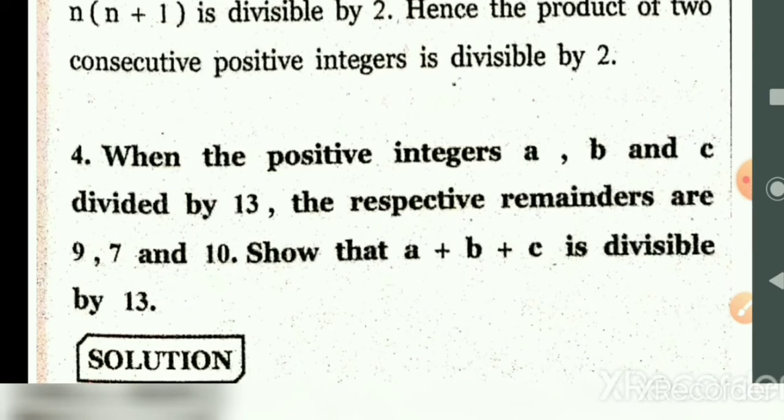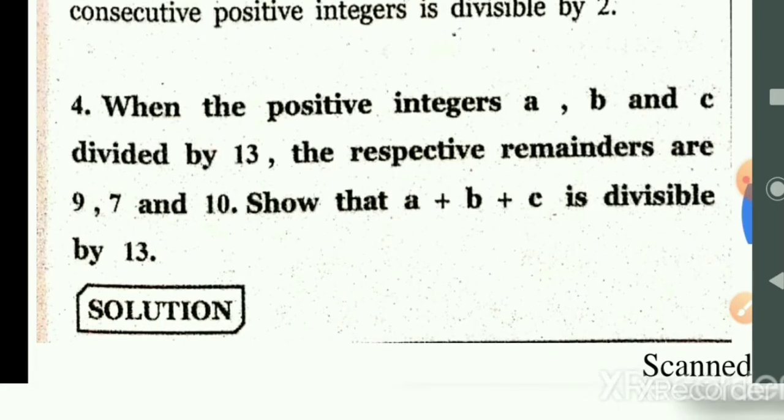When the positive integers a, b and c are divided by 13, the respective remainders are 9, 7 and 10. A divided by 13, remainder is 9. B divided by 13, remainder is 7. Then C divided by 13, remainder is 10.